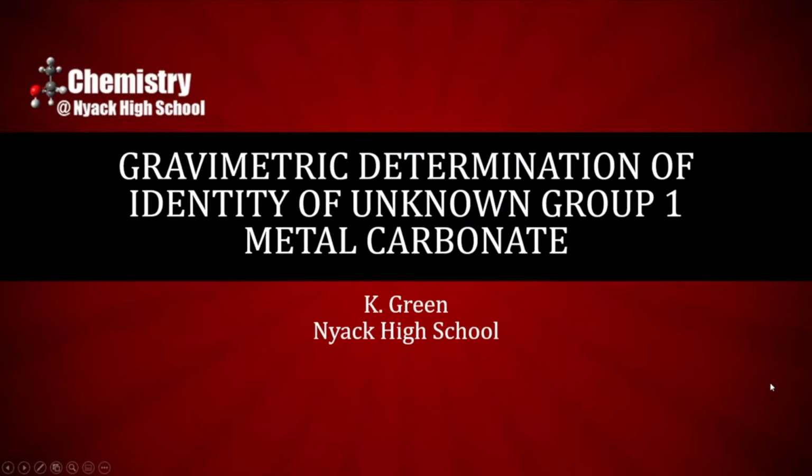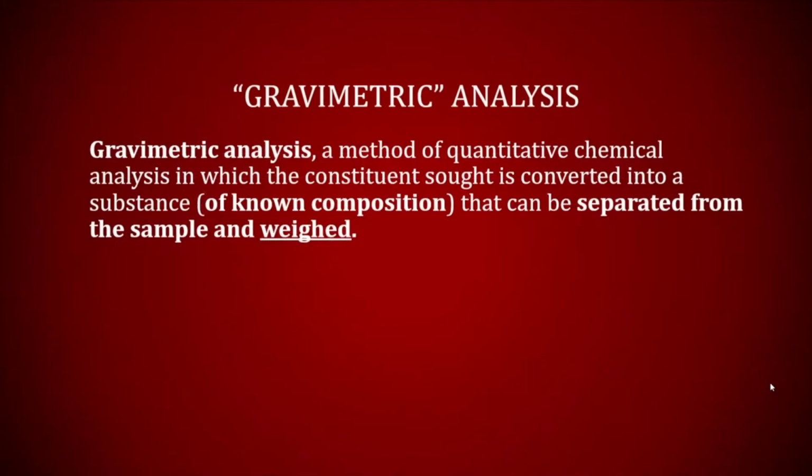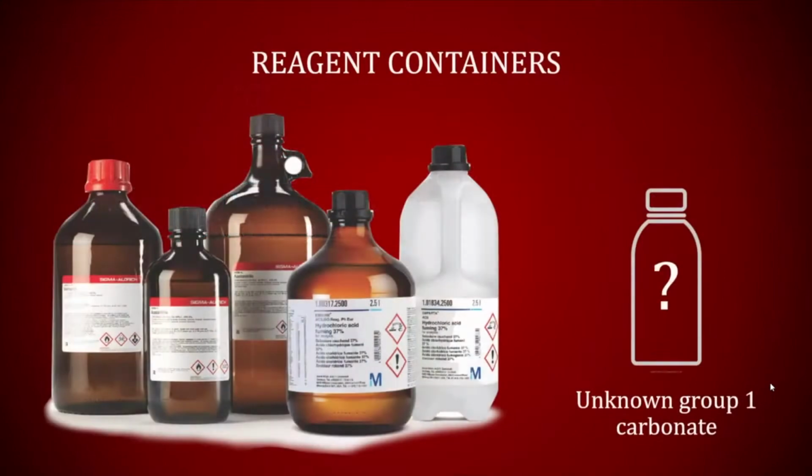Good morning. Today's lab will be a gravimetric determination of the identity of a group 1 metal carbonate. A gravimetric analysis, simply put, is an analysis whereby one isolates a compound of interest and analyzes it by weighing it or massing it. It is one of the simplest ways of analyzing materials.